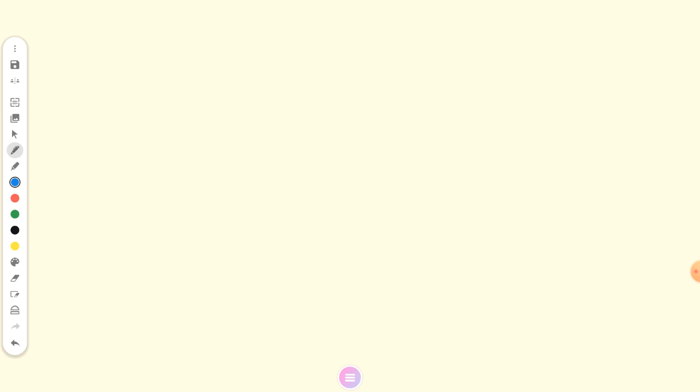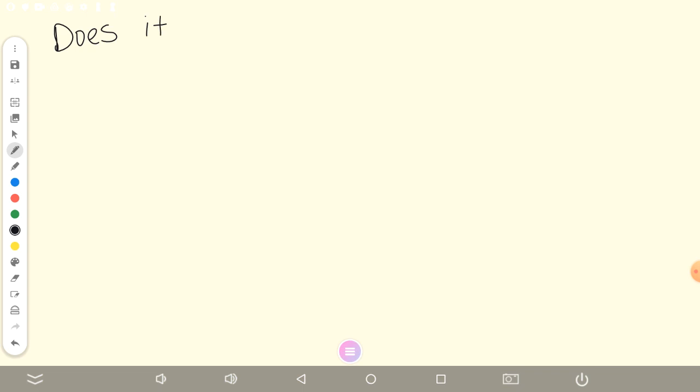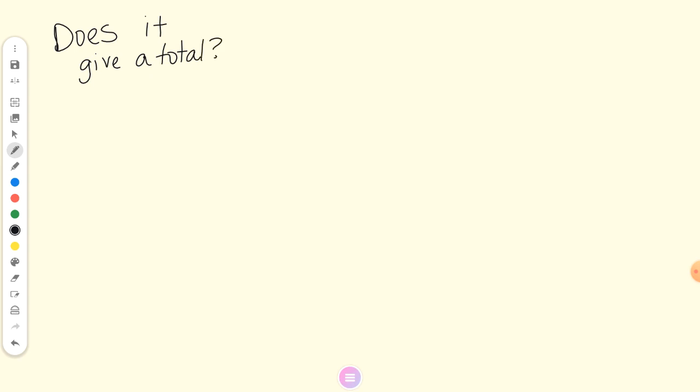So here's something, kind of a thought process you can go through. When you look at a word problem, I want you to think, write this on the back of that piece of paper: does it give a total? Does it give a total? Do you have something? Does it give a total, or are you looking for a total?